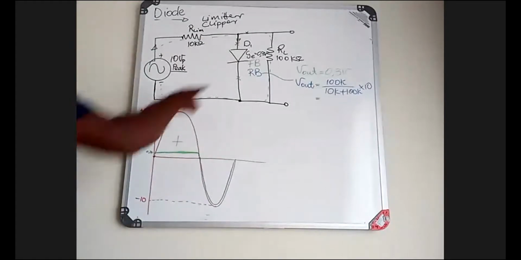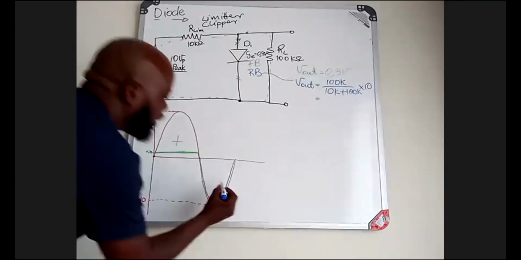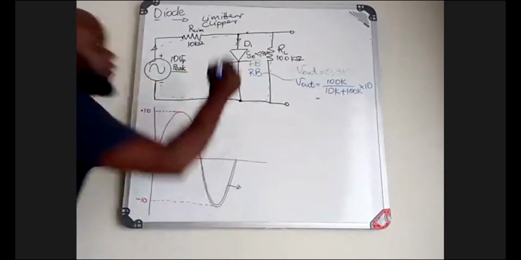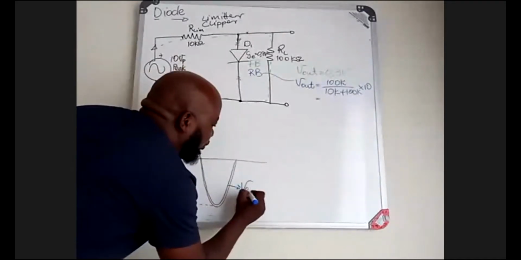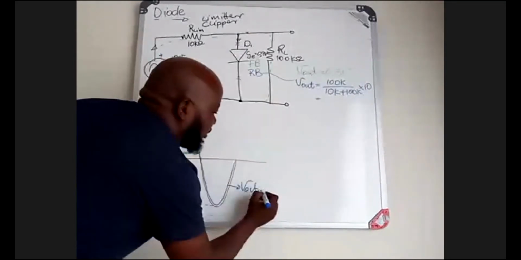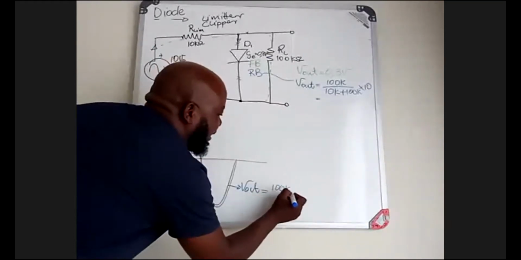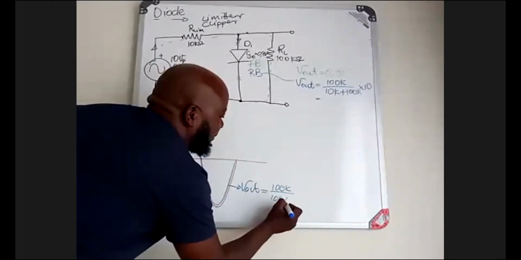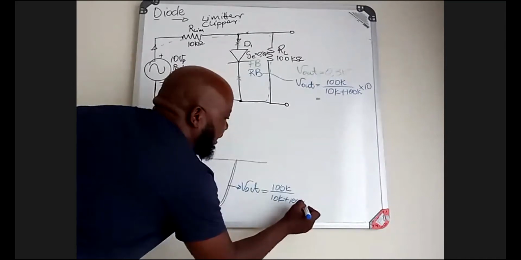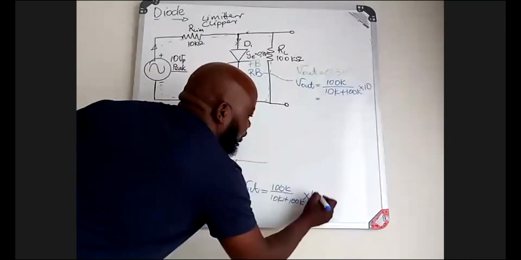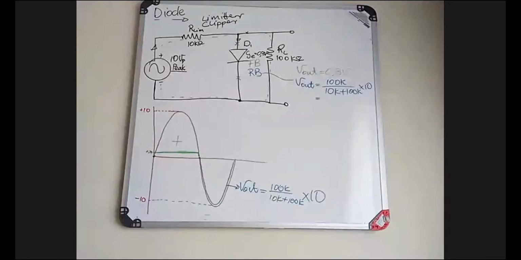But that is happening during the reverse bias mode, which means here, to find the V out, my V out is 100K divided by 10K plus 100K, multiplied by your input voltage there.